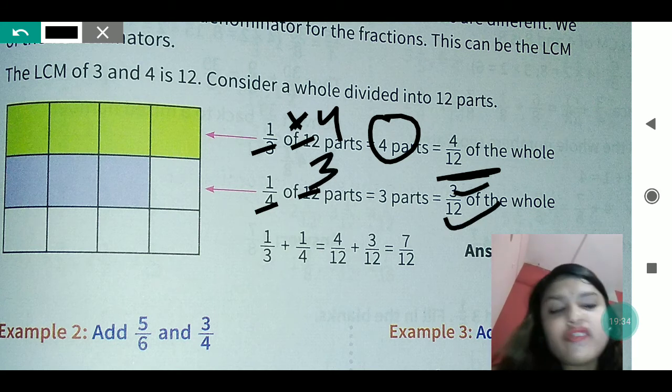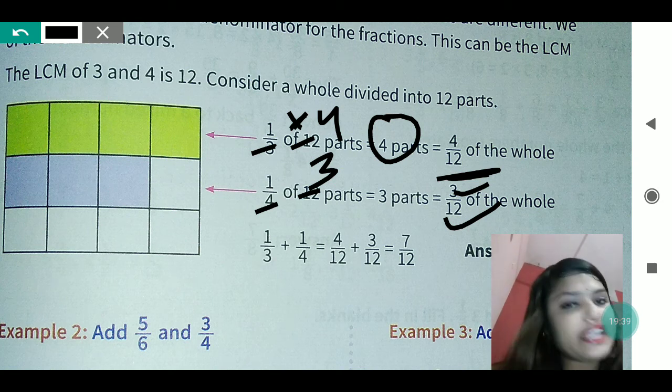So the common denominator you have to find out. Okay, this is another, second way of finding out the common factor, for making the denominators common. Okay, so how have you done it?